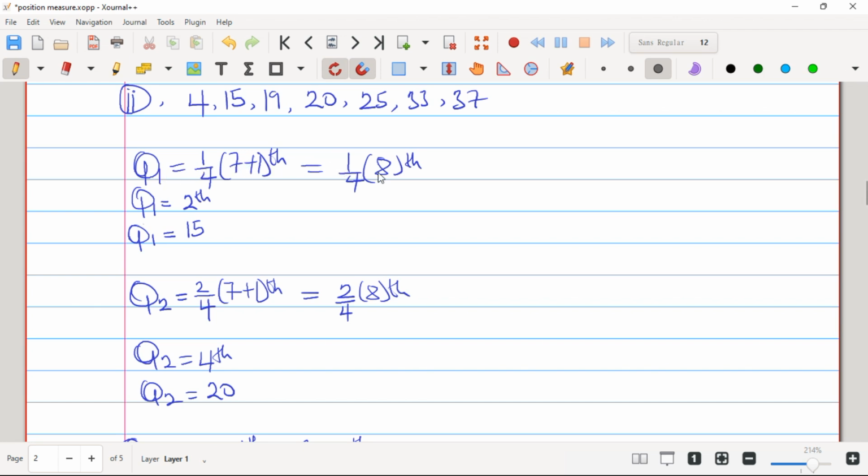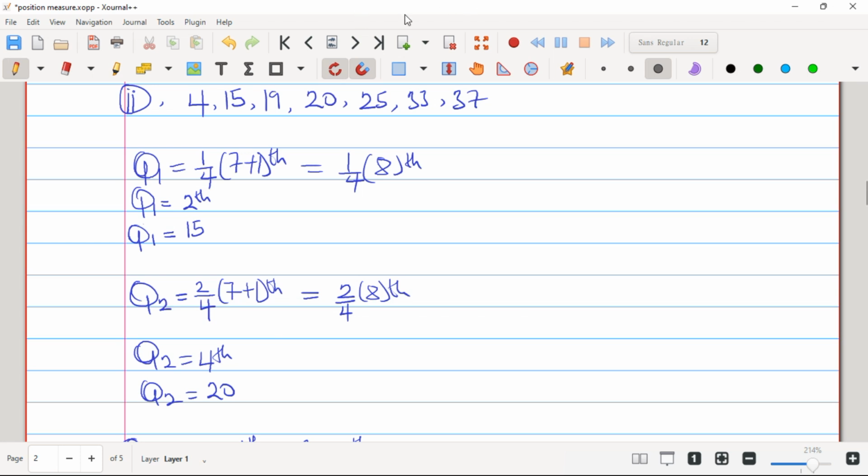We are getting 1 over 4 times what? 8 position. And then here we are going to get Q1 at what? The second position. Because you are going to get 1 over 4 times 8 position. When 4 goes into 8, you are getting 2 position. So you are just going to count 1, 2. So the 15 is what? The second position. So our Q1 is what? 15. So let's go to Q2.